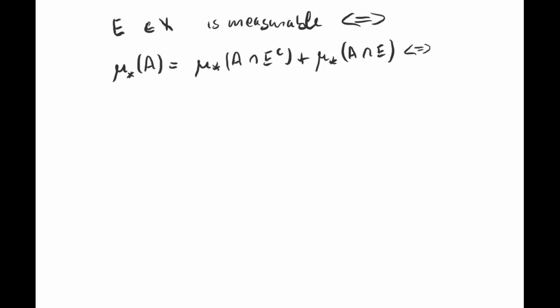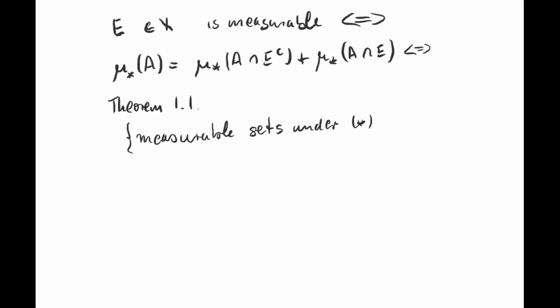So, the main theorem of the section we read is theorem 1.1, which says the collection of measurable sets under this definition forms a sigma algebra.